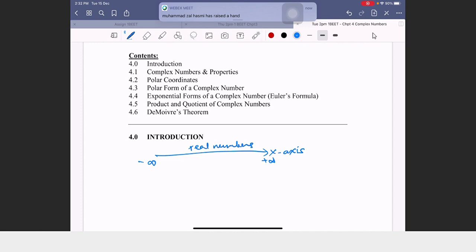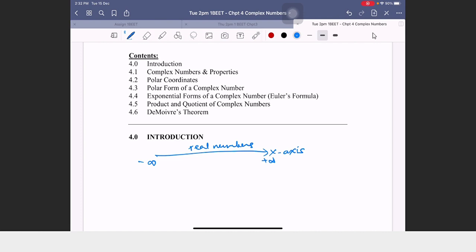Okay, these are what we call real numbers, from minus infinity to plus infinity. Any numbers on your x-axis from minus infinity to plus infinity are real numbers. So why are there such things as complex numbers? Why do you need to learn about complex numbers?